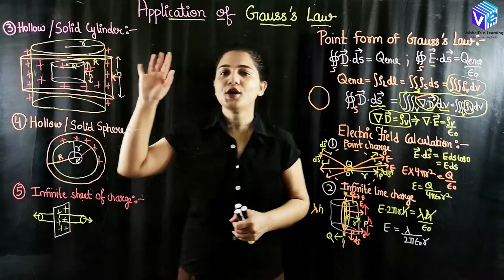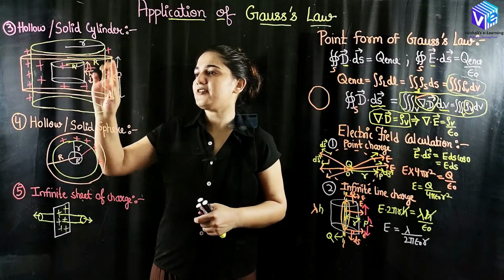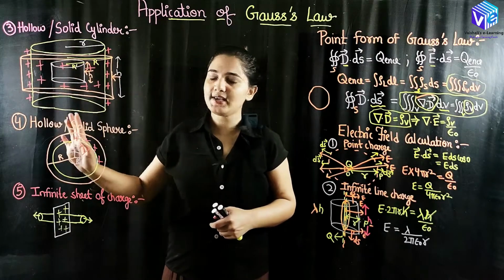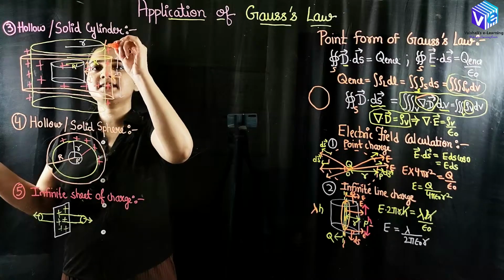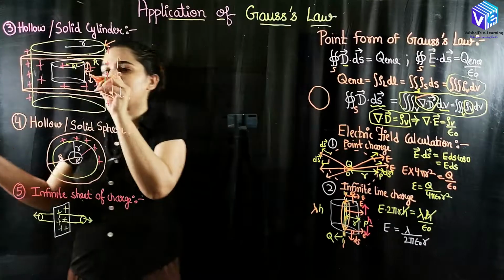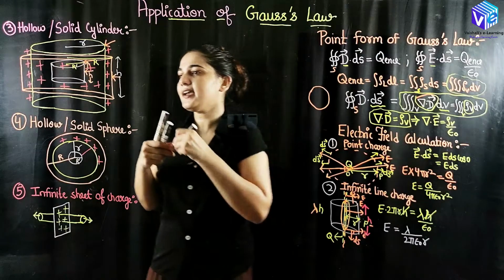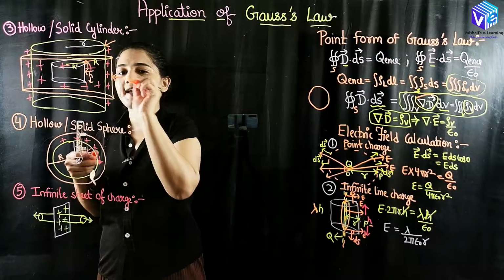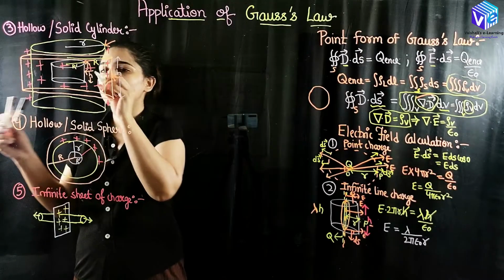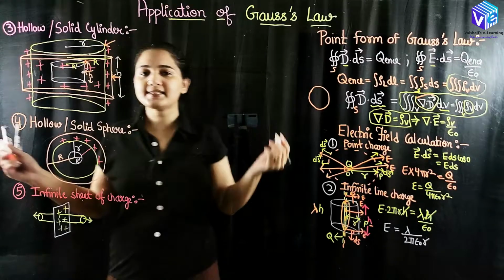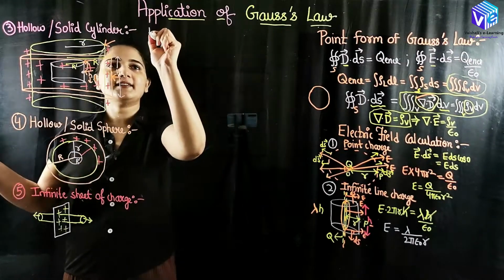Coming to the hollow or solid cylinder. First I will be talking about the hollow cylinder. In the hollow cylinder I will have the charges on the surface only. So this is the cylinder that I am taking. This is the Gaussian surface that I have made inside, and this is the Gaussian surface that I have made outside. So I have two Gaussian surfaces. If I have to find the electric field at a point inside the cylinder, I will be using the inside Gaussian surface. So I will be taking the first case.